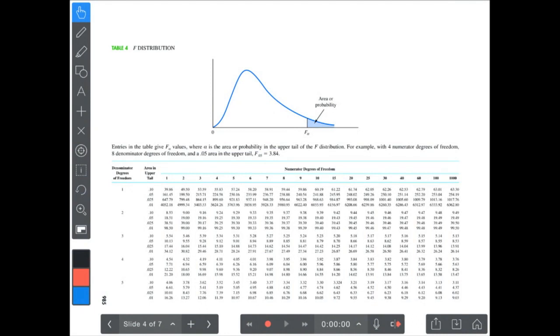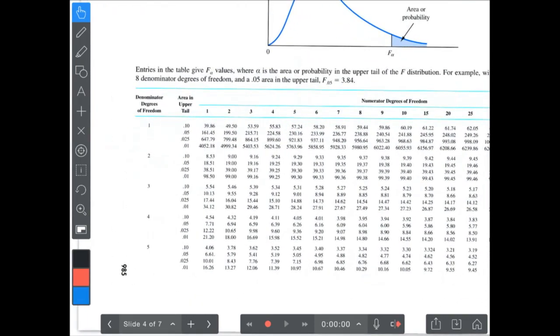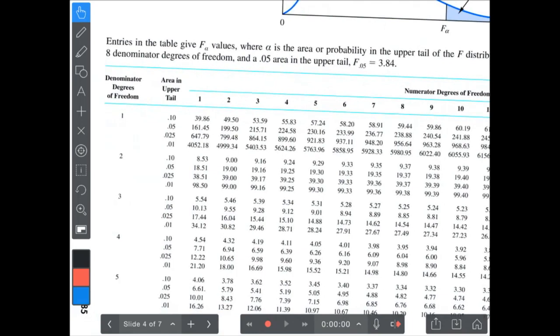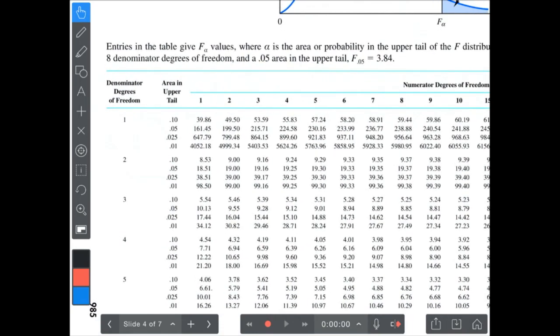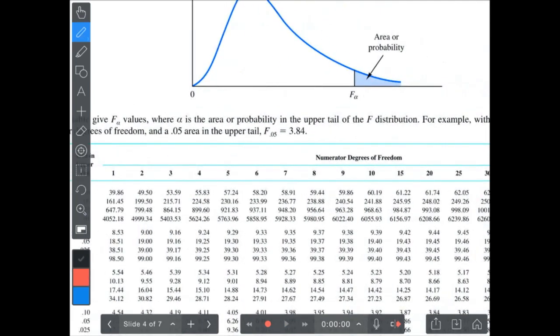And if you look at this, you'll notice the two different degrees of freedom. Let me expand that a little bit. The denominator degrees of freedom is on the left side. That's our denominator degrees of freedom right here. And our numerator degrees of freedom is here on the top.